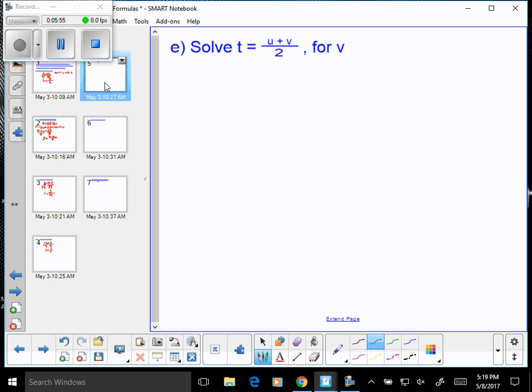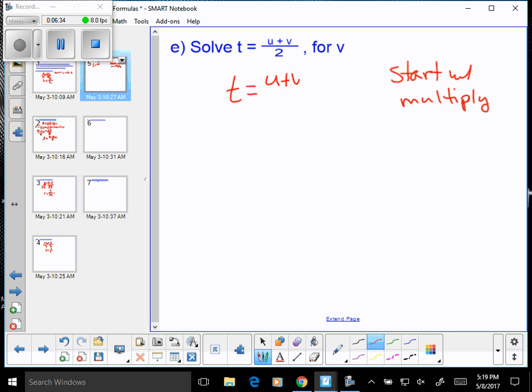Let's look at sample E. Okay, this one's a little tougher because I don't need the divide by 2. I also don't need the plus u. With these types, you usually start with the multiply. And that's a little different than we do with some formulas. But because we have a divide by 2, we have a whole quantity, u plus v divided by 2, I'm going to need to multiply there.